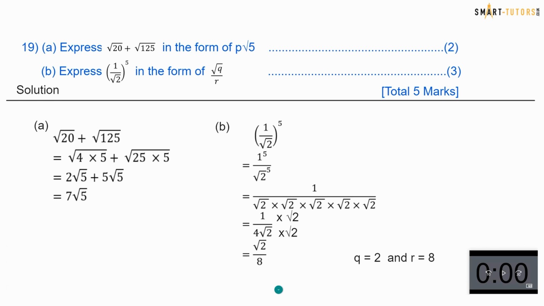I have previously mentioned, if the surd is coming as a denominator, you need to rationalize. So if you rationalize, multiply both top and bottom by square root 2. Square root 2 times square root 2 is 2, 2 times 4 is 8. So the numerator becomes the square root of 2. So the answer is square root of 2 over 8. So Q becomes 2, R becomes 8. So that is the answer for question number 19.